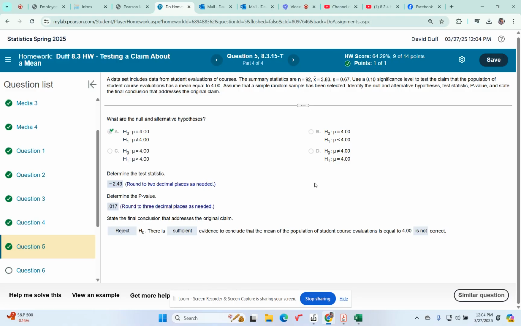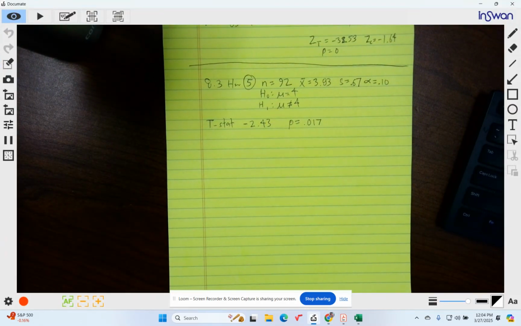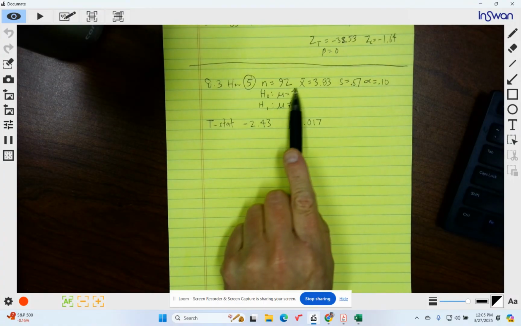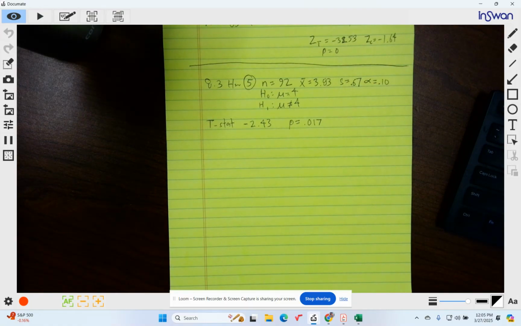All right, so let me come over here. And so I wrote down the information that was given in the problem. This is problem 5. N is equal to 92. So if n is equal to 92, then the degrees of freedom will be 1 less than that. Now, StatCrunch will calculate that for us, but it's worth mentioning. X bar, the sample mean that we got from our data, is 3.83. S is the sample standard deviation, which is equal to 0.67. And alpha is the significance level, 0.10.